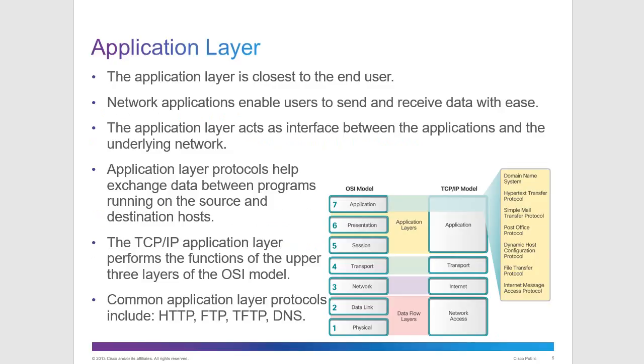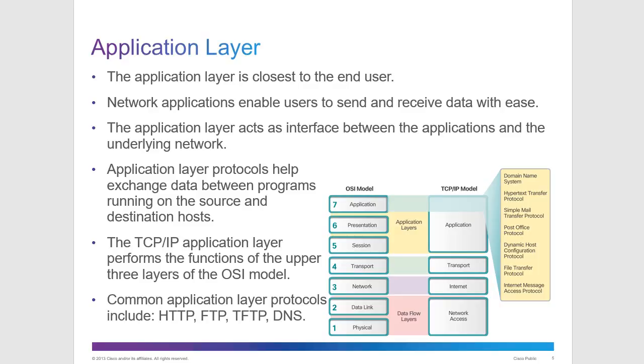The application layer is the closest to the end user. Network applications enable users to send and receive data with ease. The application layer acts as your interface. It lets you exchange data between your source and destination hosts.